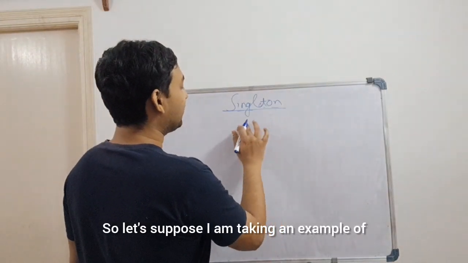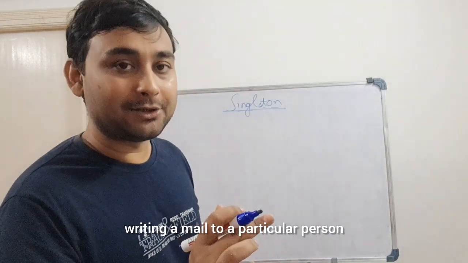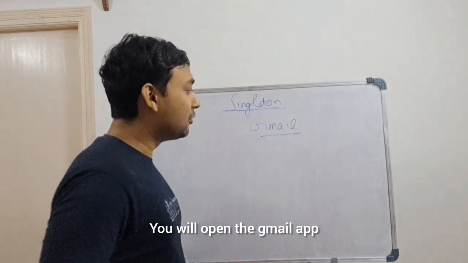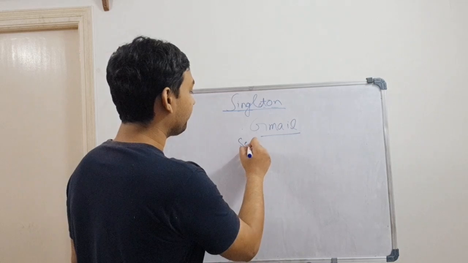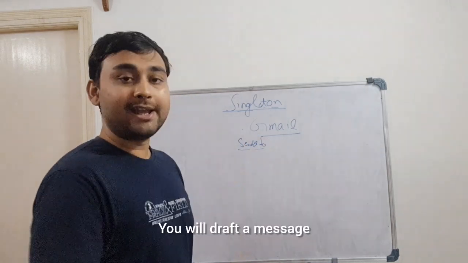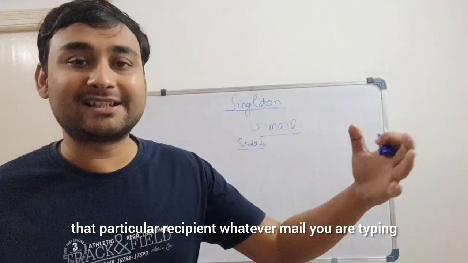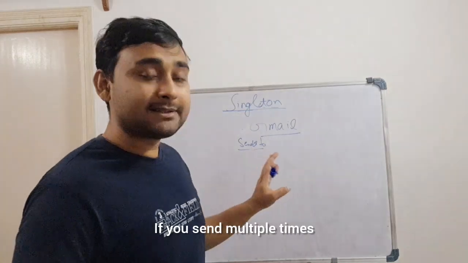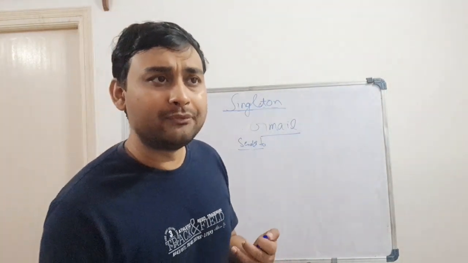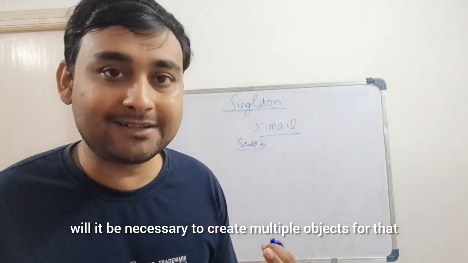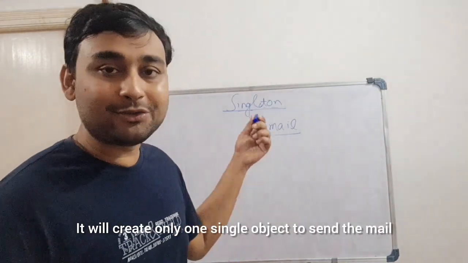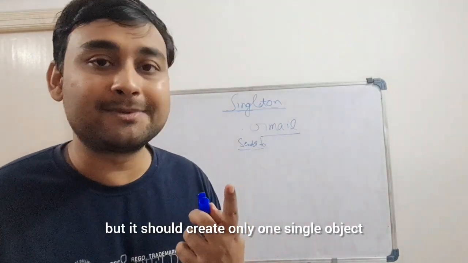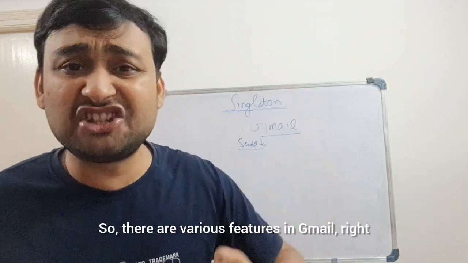Let's suppose I am taking one example of writing a mail to a particular person. That means you will open the Gmail app, click on send to, and draft one message. You will send it to that particular recipient, whatever mail you are typing, and you are sending it across. But if you send multiple times, is it necessary to create multiple objects for that? No, right? It will create only one single object to send the mail. Multiple times you are sending the mail, but it should create only one single object to send the mail.